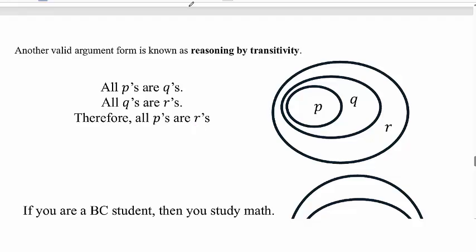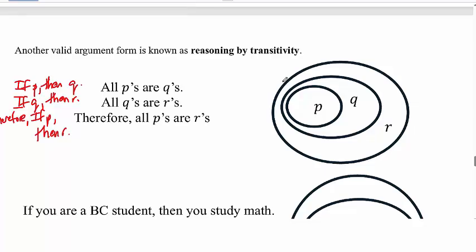Okay, so now remember, all P's are Q's is the same as saying if P, then Q. And all Q's are R's is the same as saying if Q happens, then R happens. And then the last statement, all P's are R's, is therefore if P happens, then R has to happen.